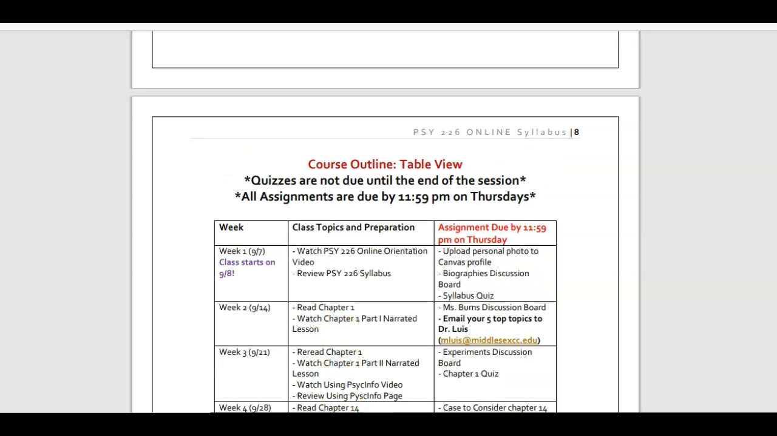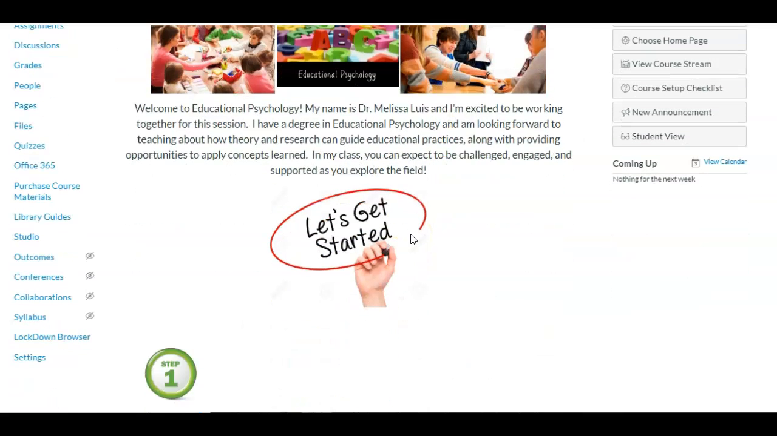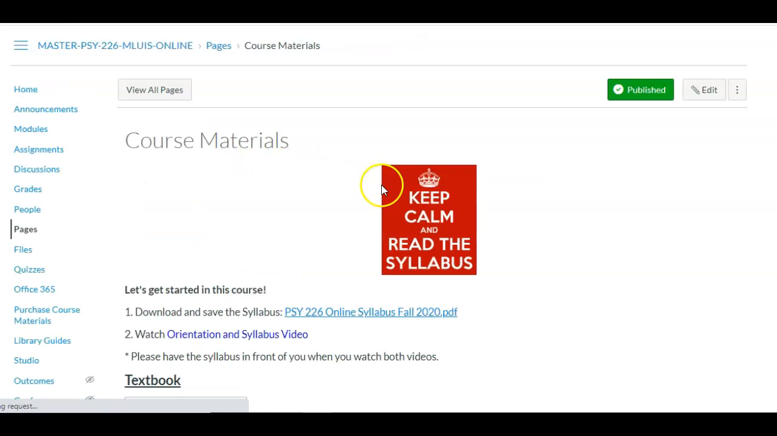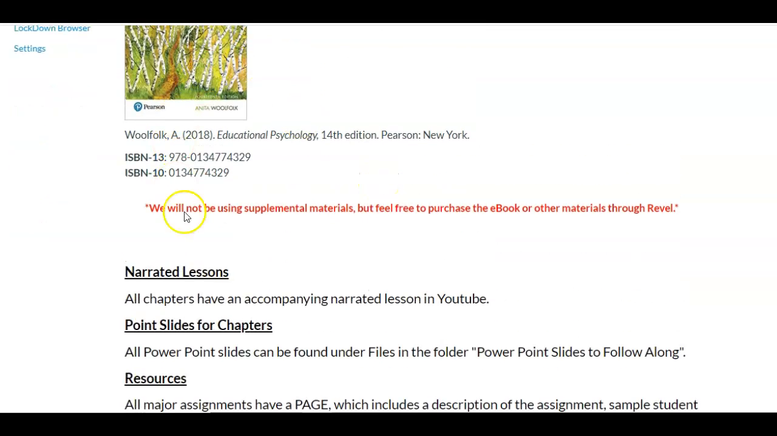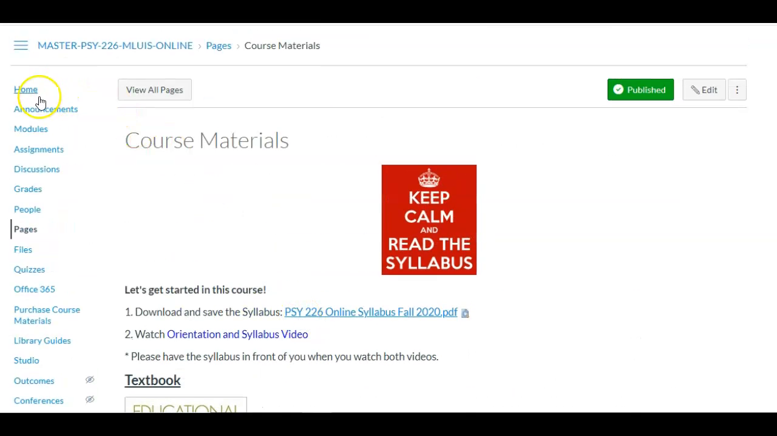So what I want to do now is show you how this looks in Canvas, okay? So here is our course page, our home page. I've already gone over the materials here for you. I'm just going to quickly click on it to remind you that in this area under course materials, not only did I go over the textbook and all of that, but here's the syllabus, which hopefully you already have in front of you, and the video that you're watching right now. All the information about the textbook and everything is right here for you. I'm going to talk a little bit about narrated lessons and PowerPoint slides in a second, and resources. Okay, all right, so let's go back to the home page.